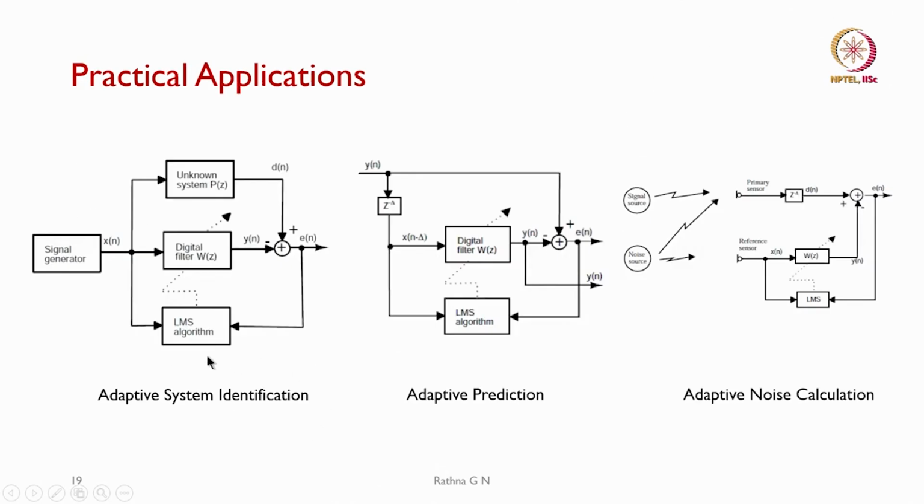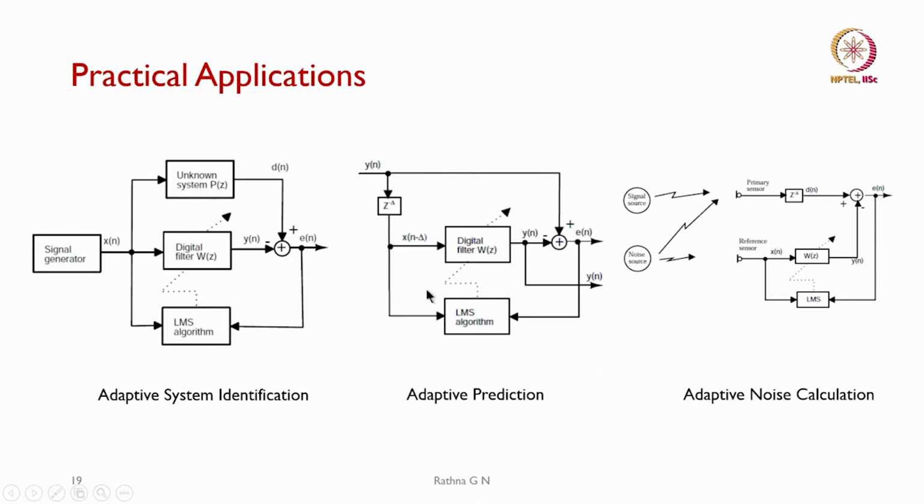So, the practical applications, a few of which we discussed, I have listed only 3 here. One is the adaptive system identification. If I have an unknown system, whether I can predict what that system is using this structure, computing my error function and minimizing it. I will be trying to find out what this unknown system is.